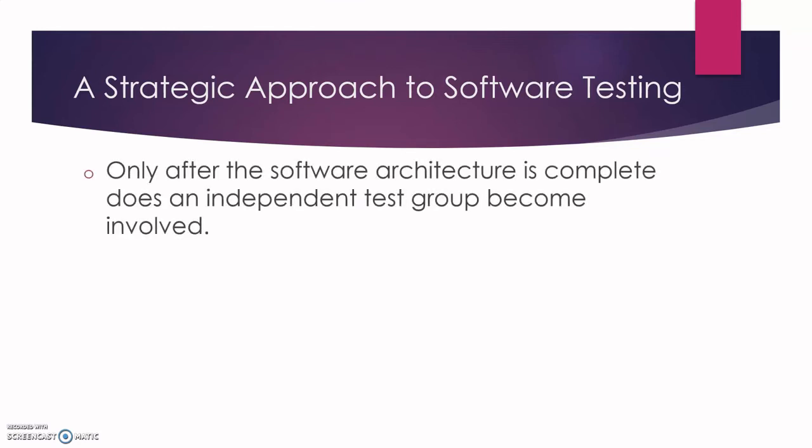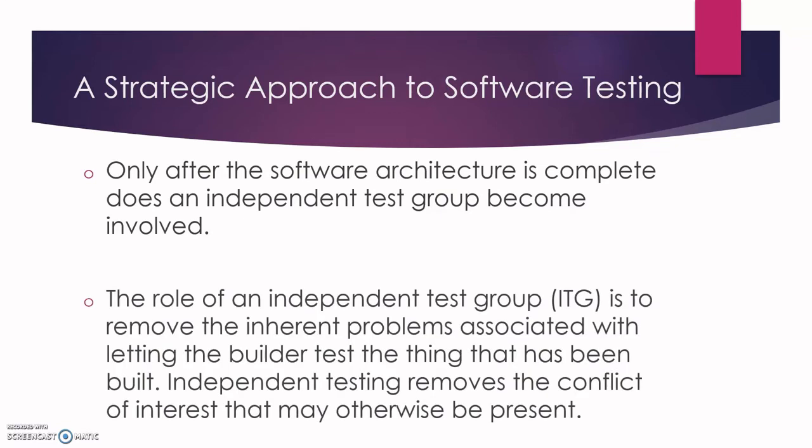Only after the software architecture is complete does an independent test group become involved. The role of an independent test group, that is the ITG, is to remove the inherent problems associated with letting the builder test the thing that has been built. So independent testing removes the conflict of interest that may otherwise be present. For avoiding these conflicts, we are integrating a group of independent testers. Okay, so that is ITG.